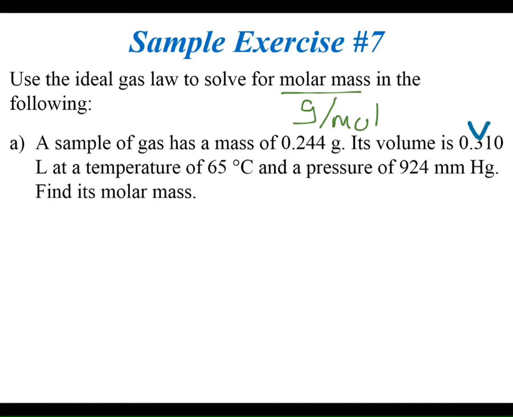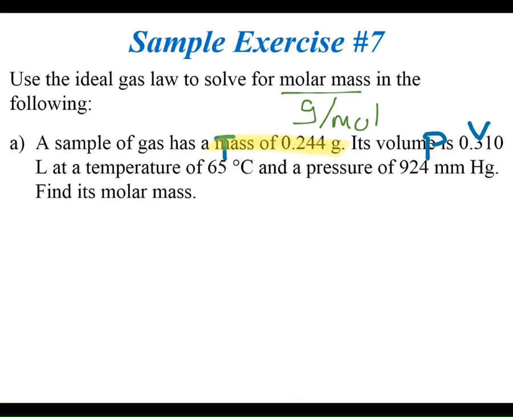The temperature is 65 degrees Celsius, so that's our T. Pressure, 924, so that's our P. So in terms of PV equals nRT, which one do we not have? We don't have n, the moles. But we know that for molar mass we need the grams divided by the moles, and we do have the grams. They're given to us right there, a mass of 2.244 grams.